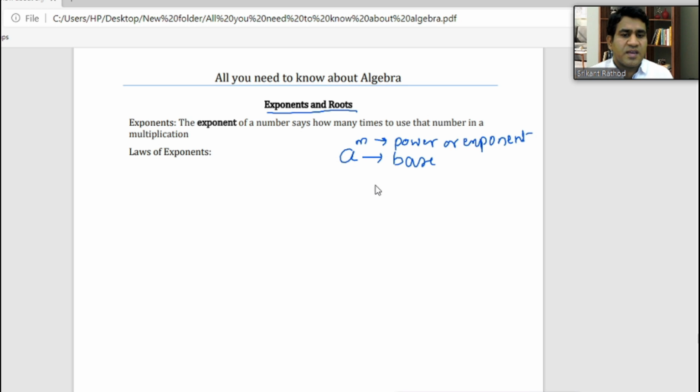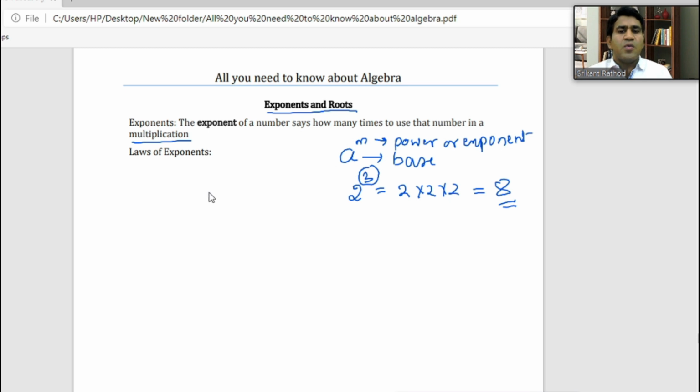So let's consider an example, 2 to the power 3. This can be written as 2 times 2 times 2, isn't it? And it says the exponent of a number says how many times to use that number in a multiplication. When I'm using 2 to the power 3, it means I have to use 2 three times in that multiplication. That's the meaning, right? So this is equivalent to 8.